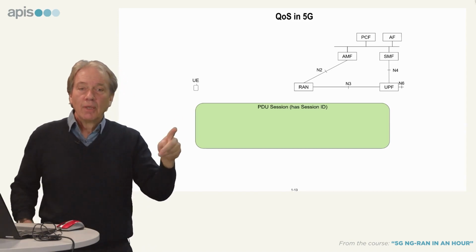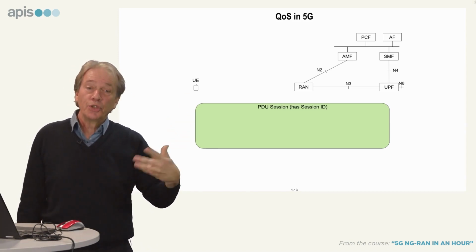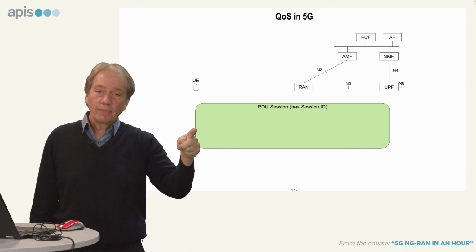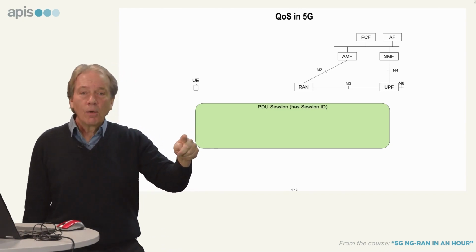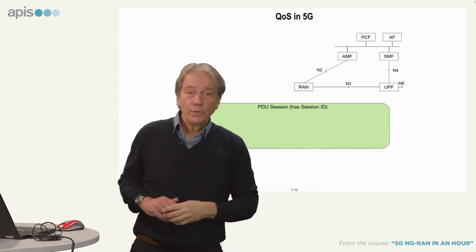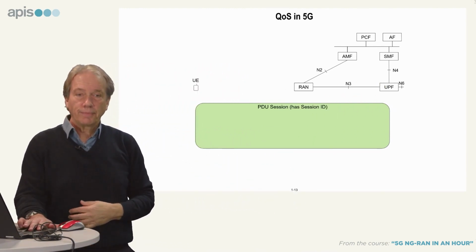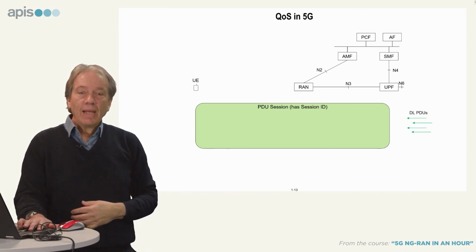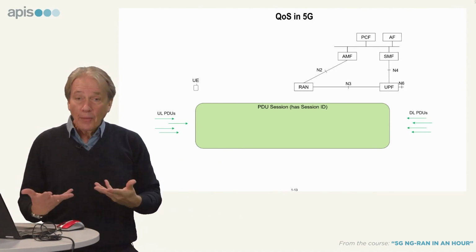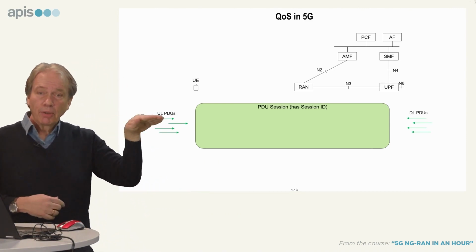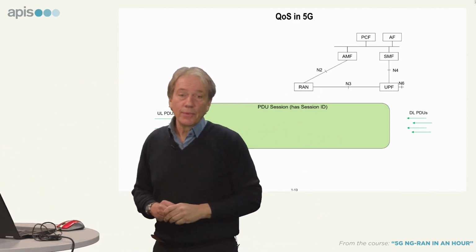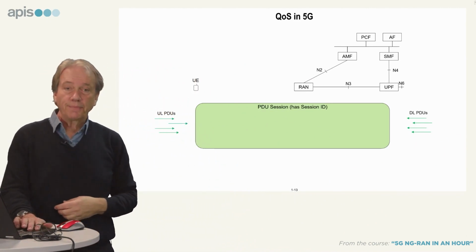So, a user equipment which is connected to some data network, again, like the internet or IMS or some intranet, has a so-called PDU session to that data network. And the PDU session starts in the user equipment and goes via the radio network into the core network, where again we have a so-called user plane function. This PDU session will carry uplink protocol data units and downlink protocol data units. That's the purpose of the PDU session.